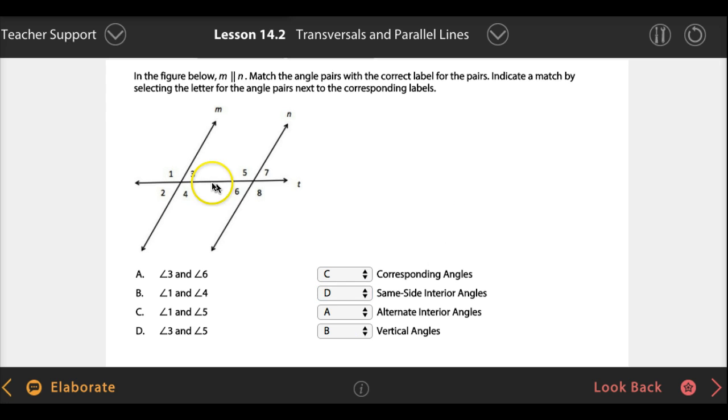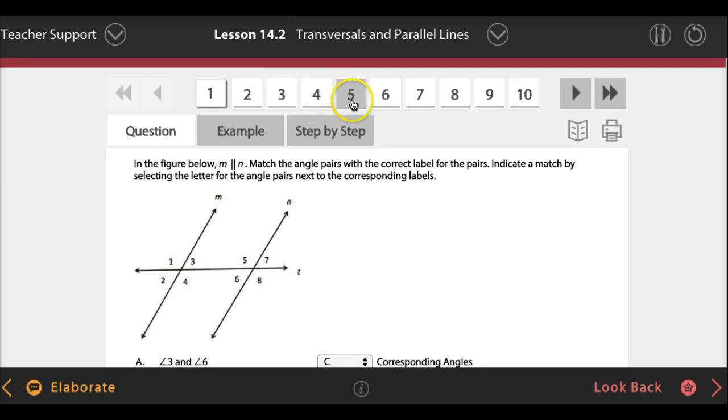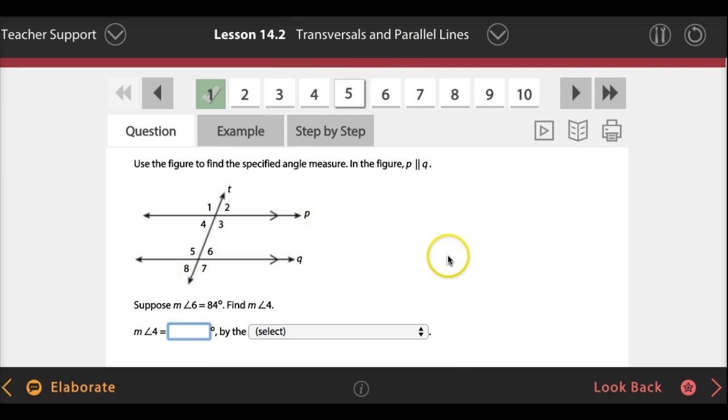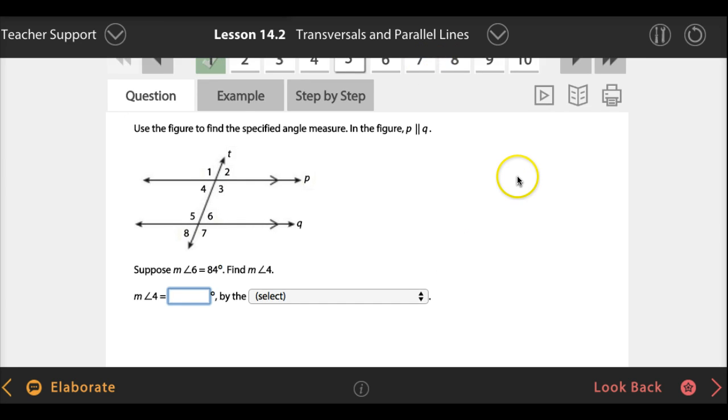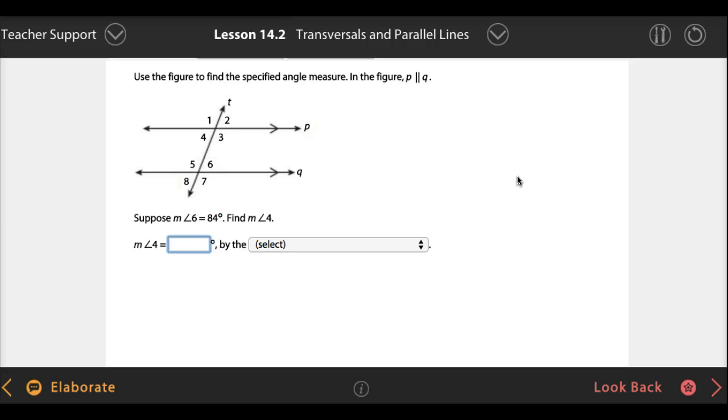So this is something that we practiced on the board, right? Very easy question, so easy that I might not even put this as a test item. This is more like the question that I would put on the test. Suppose it says the measure of angle 6, this one over here, is 84 degrees. Find the measure of angle 4.